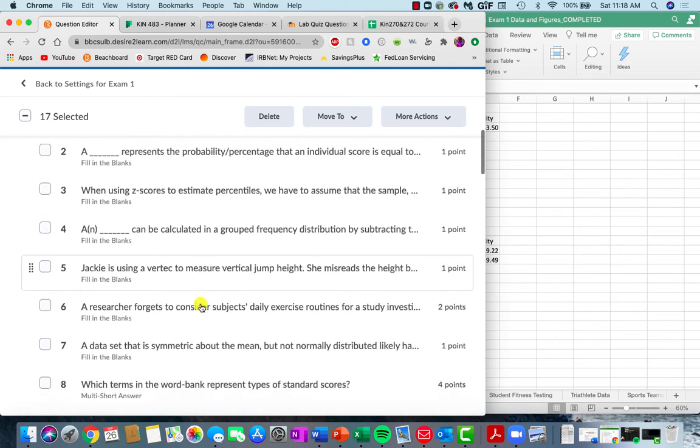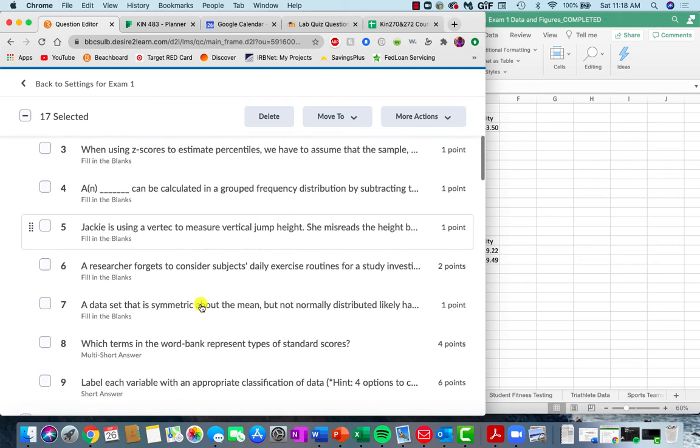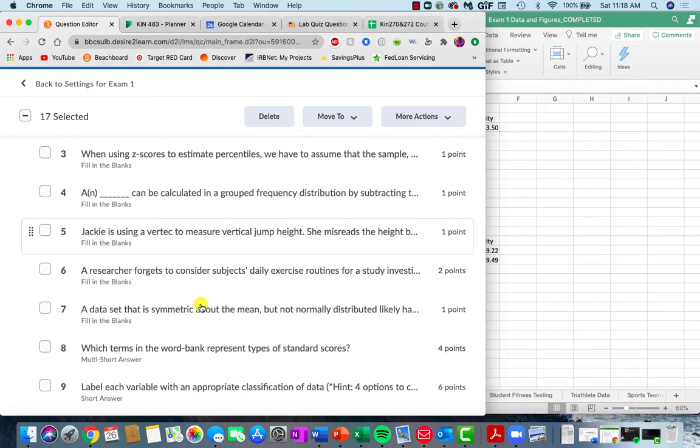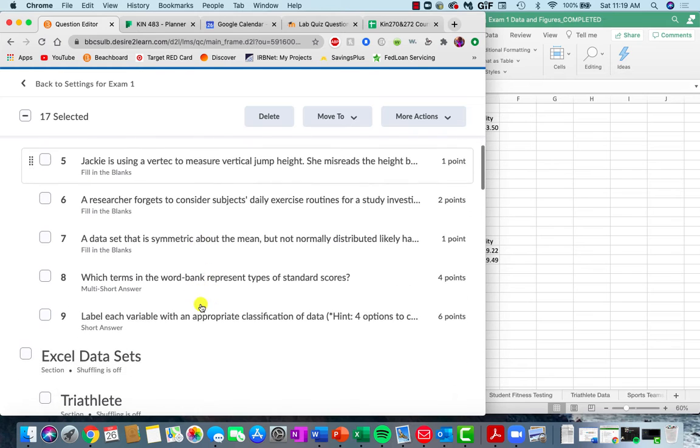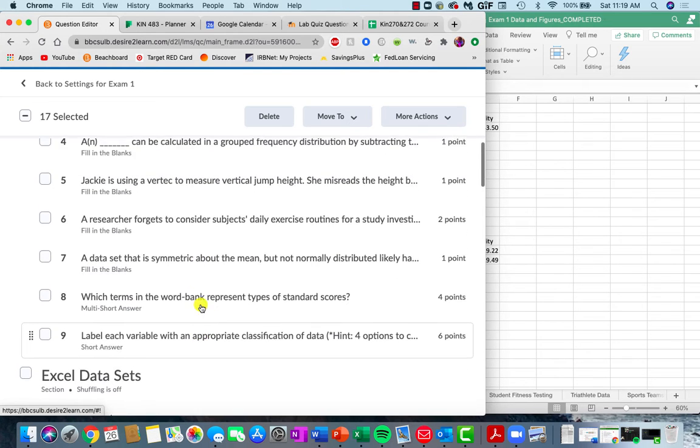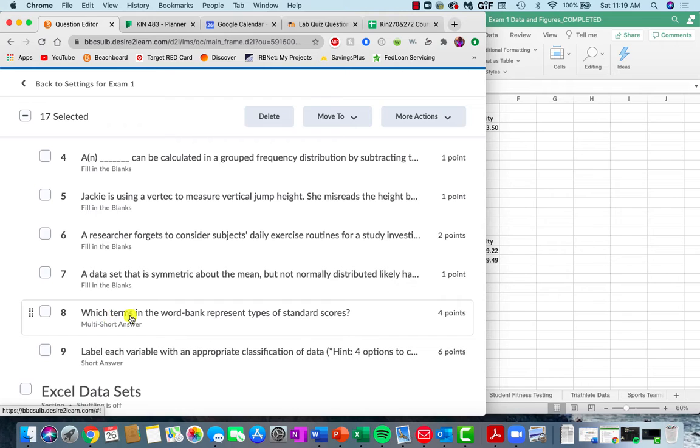There is a note I wanted to make, a comment that I made in one of the news items on the main page, and that was what standard scores are. You're supposed to list all of the standard scores. I think it was this one, which terms in the word bank represent types of standard scores. So this was one of those questions where there should have been 4 blanks and there were only 3. So technically everyone got a free point just because of that.